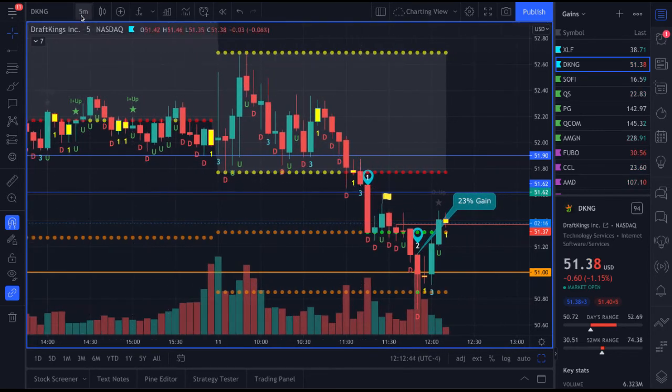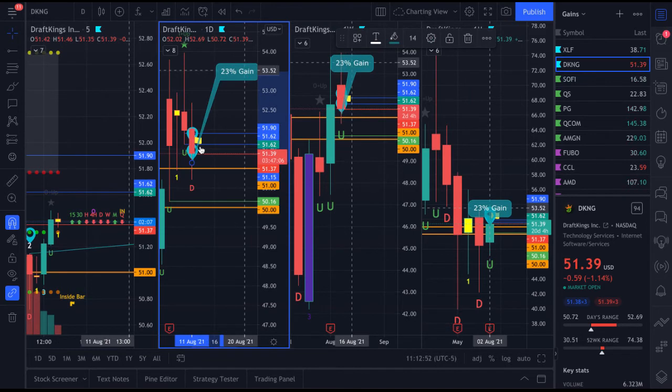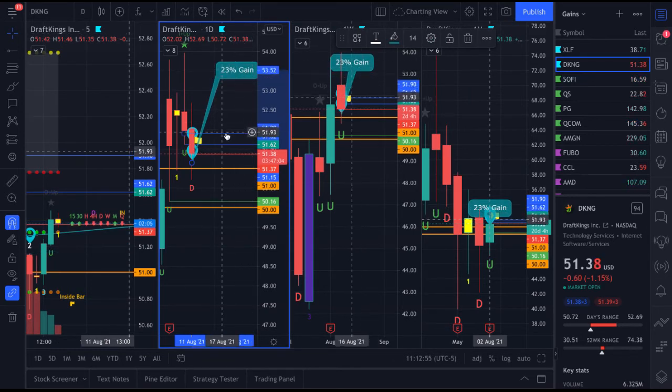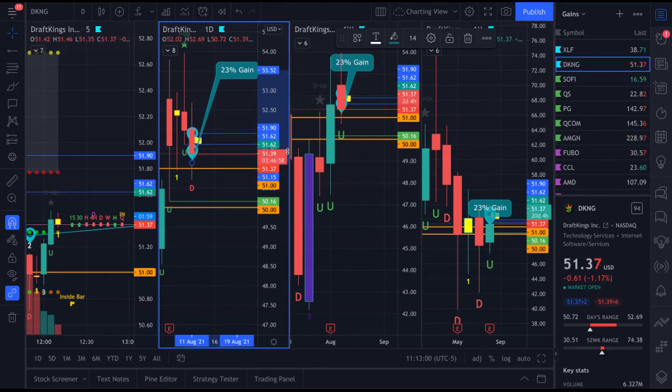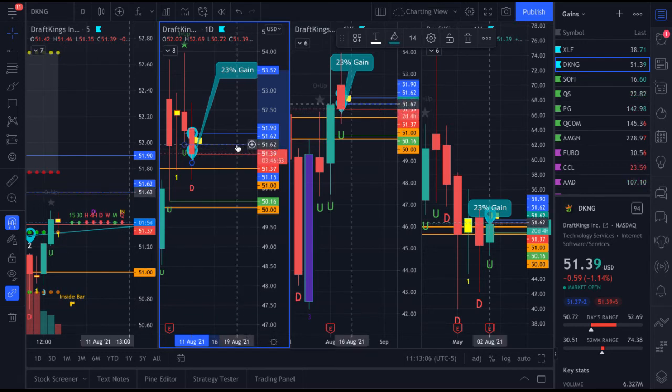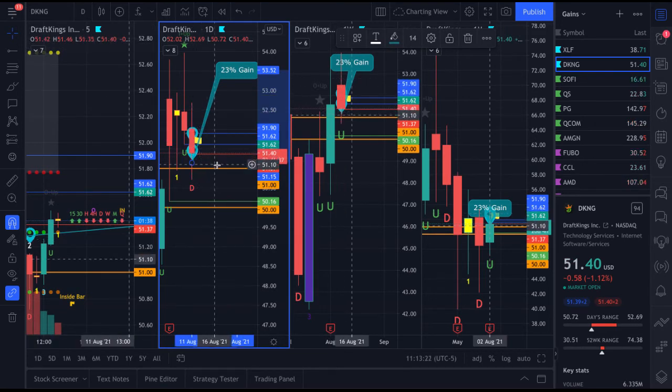So first, since DraftKings was on my list, let me go and just review that. I was looking to enter off of the 4-hour here, enter off of the daily here, and then target essentially the daily would have been the target for the 4-hour, and this daily entry is the target for the 4-hour, and this is the target for the daily here, which is a bearish rep strat.